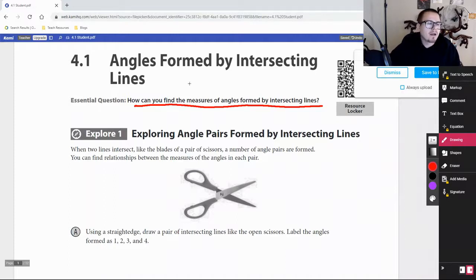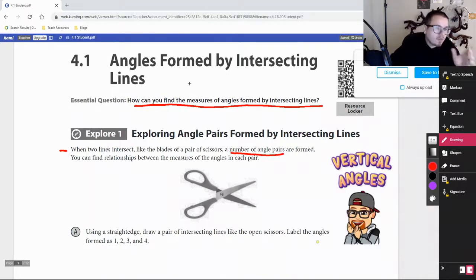So, when two lines intersect, this is a simple pair of scissors. We know not to run with scissors, kids. There are a number of angle pairs. So what are angle pairs? Well, what's a pair? So let's start using our brains. You can find the relationships between the measures.